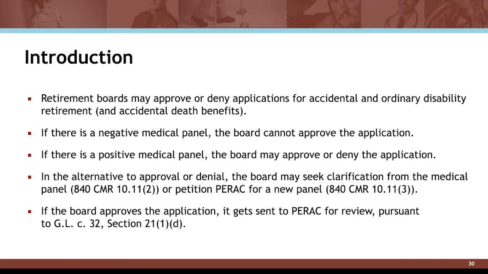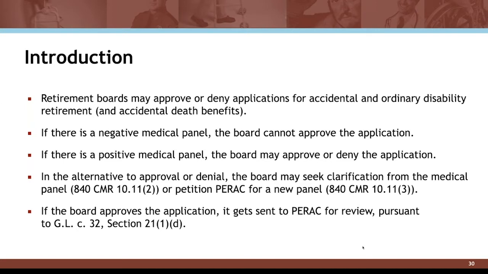I guess we'll go. Just to back up a little bit, boards can approve or deny applications. If there is a negative medical panel, the board must deny the application. If there is a positive medical panel, meaning at least 2 out of 3 doctors found for disability, permanence, and causation, then the board may approve it, but they do not have to approve it. The Supreme Judicial Court has found that the certification by the medical panel that this incident might have been the cause of the permanent disability is not decisive of the ultimate fact of causal connection. It is in the nature of evidence before the local retirement board. So the board still decides.